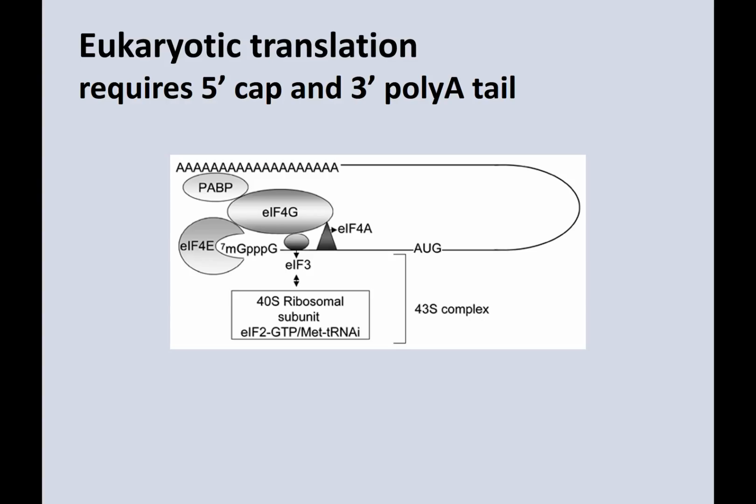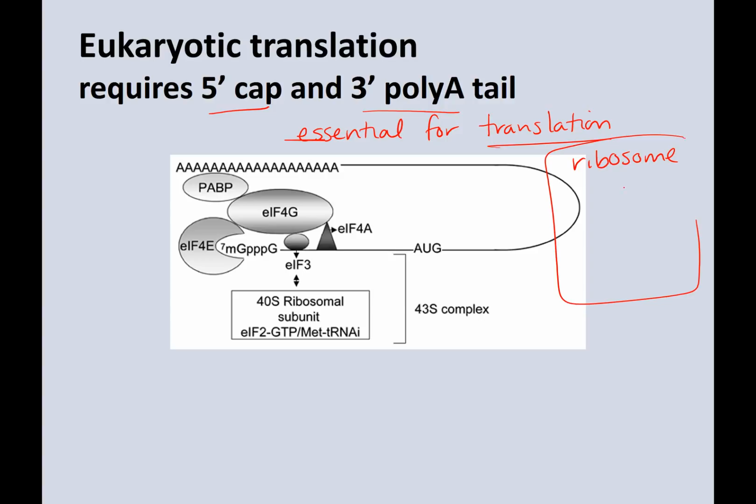Okay, so I've mentioned the cap, I've mentioned the tail. The 5' cap and the 3' polyA tail are essential for translation. They're important for some other things too, but we're going to focus on translation. So that means they're essential for the ribosome to recognize the mRNA.